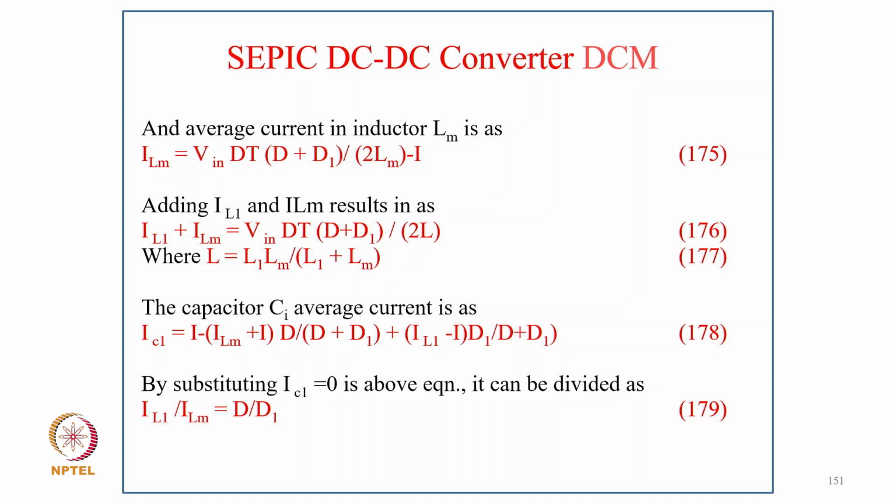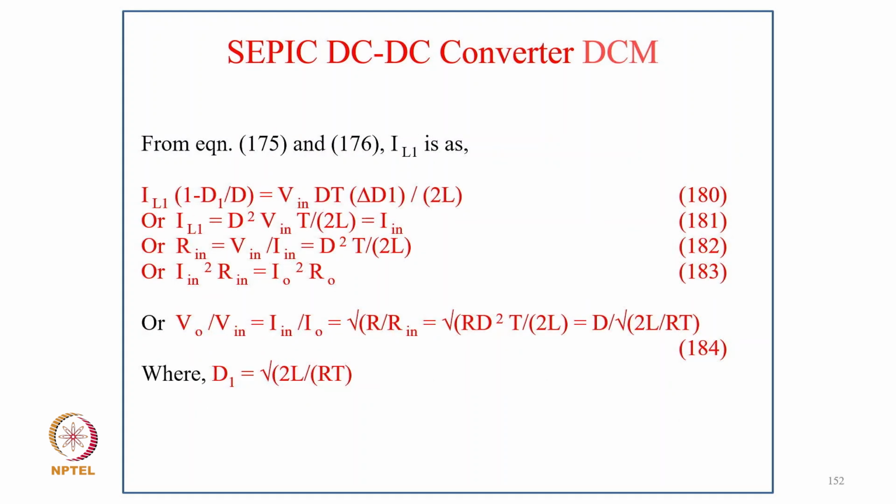So the capacitor average current is IC1 equal to I minus ILm plus I D divided by D plus D1, plus ILm, I1 minus I D1 upon D plus D1. By substituting IC1 in above equation, it can be IL1 upon ILm equal to D upon D1. And from this equation, IL1 equal to Vin D T, D1 upon D1 divided by 2IL, or IL1 equal to D square Vin T upon 2L into IN.